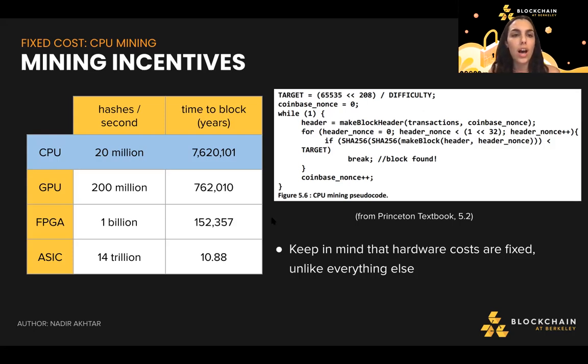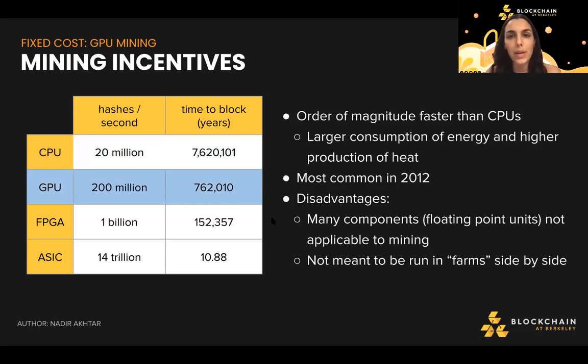And so, you know, people turn to more intense hardware to try to mine Bitcoin. GPU is an order of magnitude faster than a CPU. It's 200 million hashes per second, which references how many times the GPU can run that SHA-256 algorithm on a random number and try to get that target nonce. It can do this 200 million times per second. This is a larger consumption of energy and higher production of heat than a CPU. This was super common in 2012, before, you know, FPGA and ASICs, but there were a lot of disadvantages.